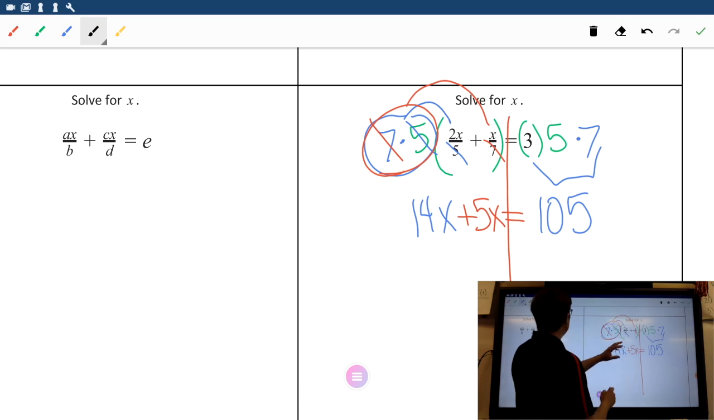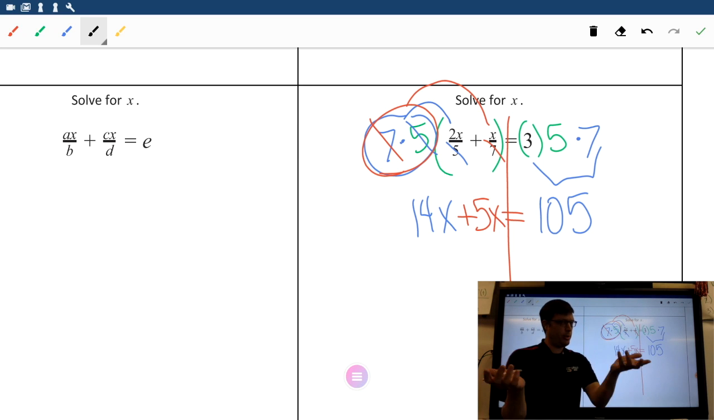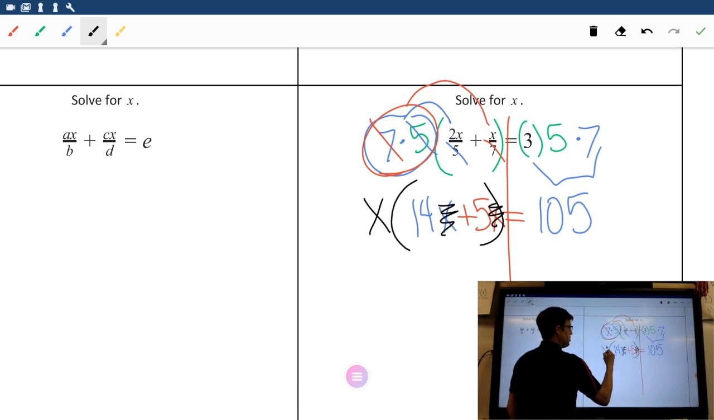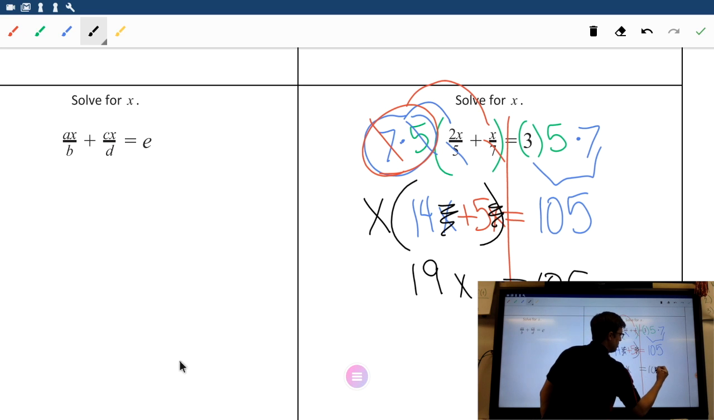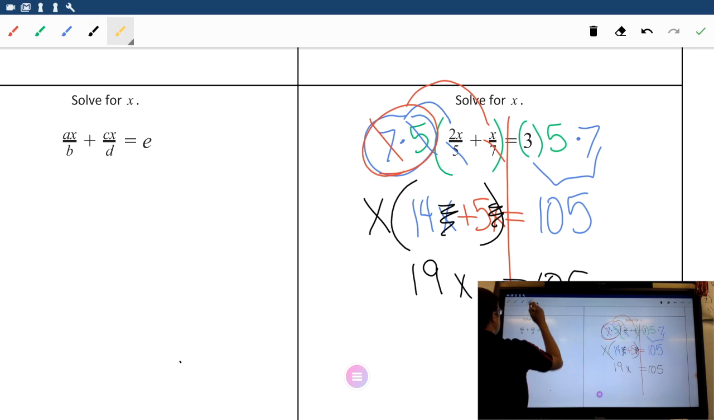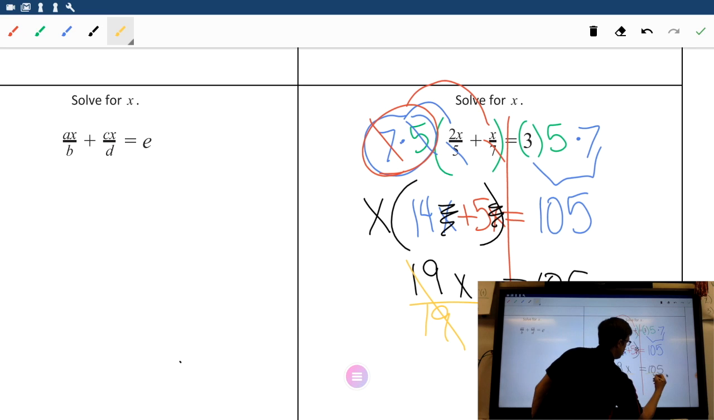Okay. If we add these two things together, they combine like terms. Technically that's a factoring process, so I'll show it. I'm going to factor out x. I guess I could have done it in that previous problem. What's 14 plus 5? 19. And then put the x back where it belongs, equals 105. Okay, last step. Solve for x. Divide by the number multiplying it.